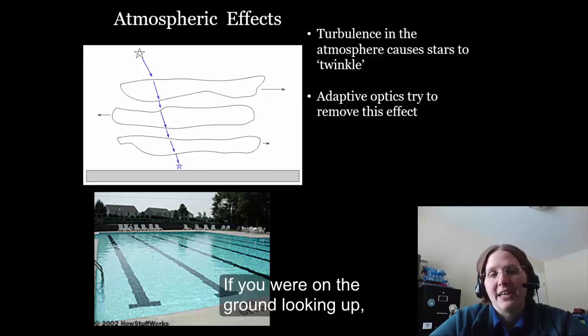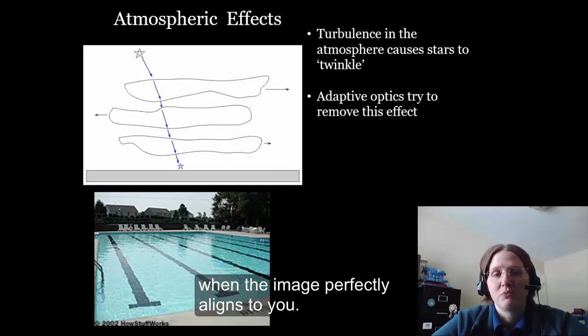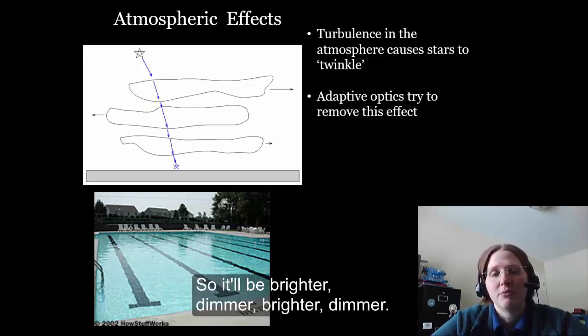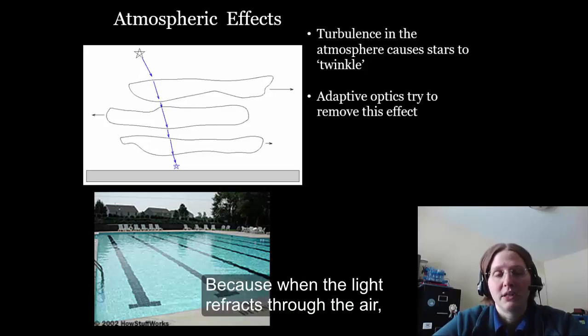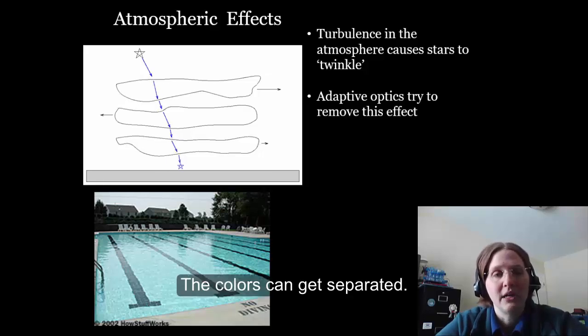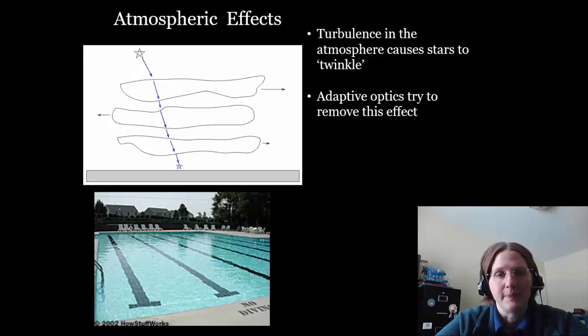If you were on the ground looking up, what you would see is the image of the star being brightest when the image perfectly aligns to you, and then when it shifts off you a little bit, it'll be dimmer. So it'll be brighter, dimmer, brighter, dimmer. It can also twinkle a little bit in color, because when the light refracts through the air, the colors can get separated. So it can be a little bit bluish and reddish as you watch it twinkle.